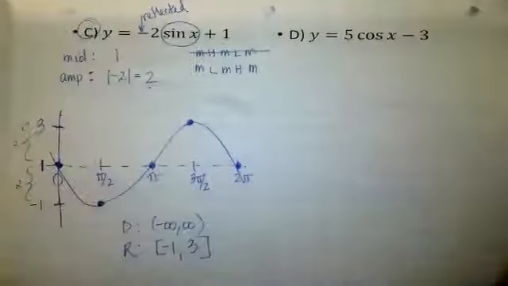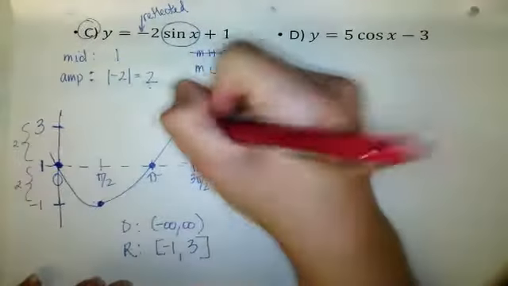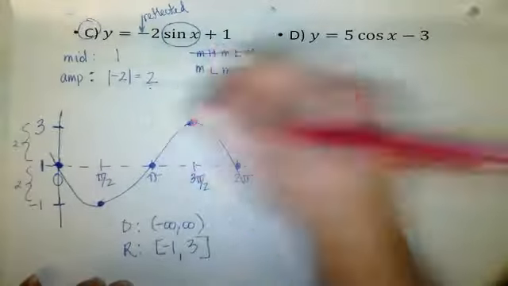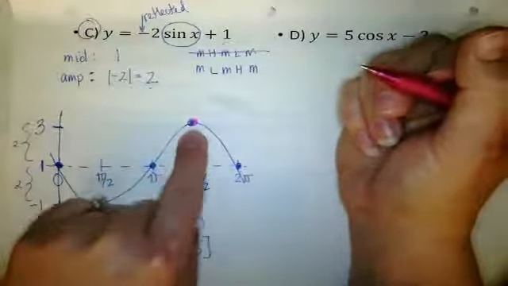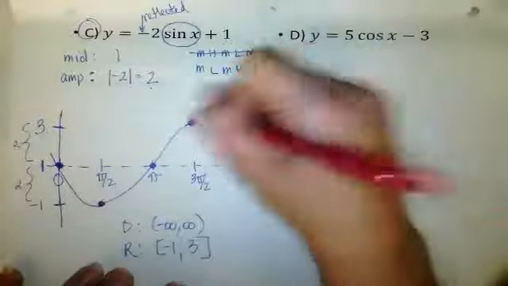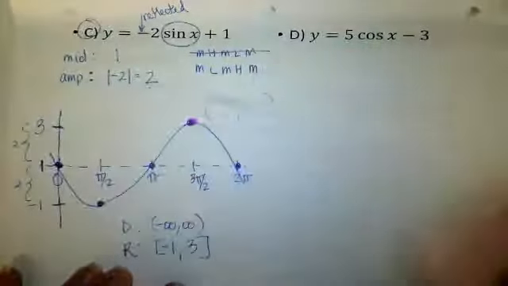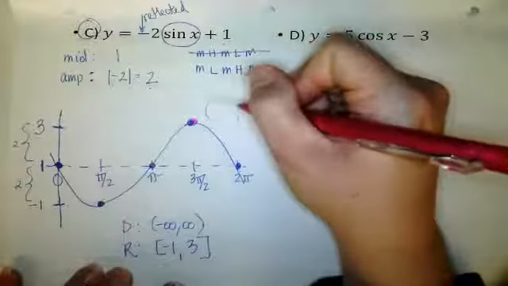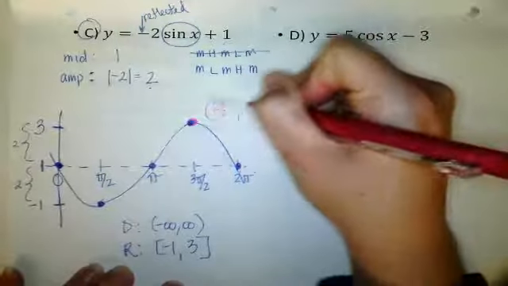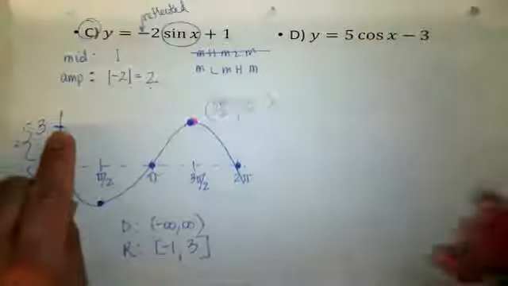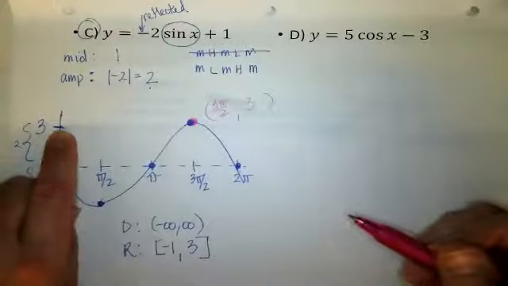Now, you want to check these on your calculator, so I encourage you to check a point, not the beginning and not the end, but a point in between. What is the ordered pair of this point? 3 pi over 2 and 3. Can I check that point using trace?